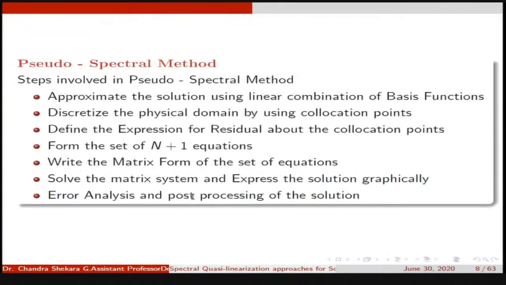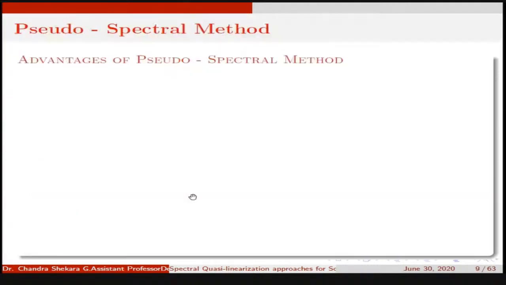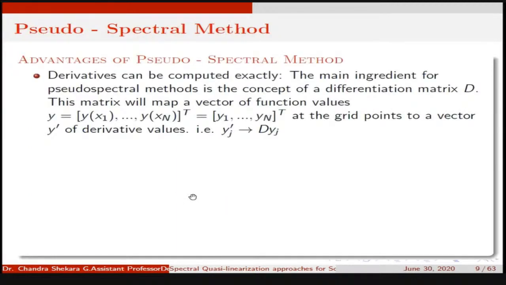Then why we require pseudo spectral methods is because of the following advantages. In pseudo spectral methods, we can compute the derivatives exactly. So this is the main ingredient or main part of this pseudo spectral method. So we can compute these derivatives exactly.